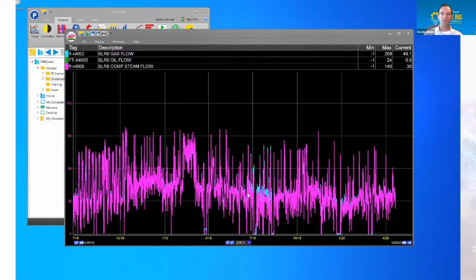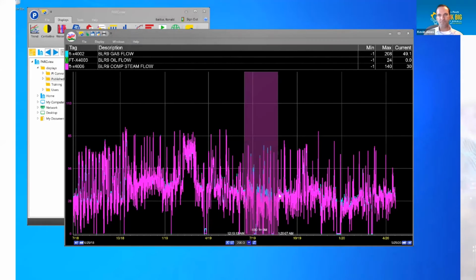So he's going to zoom in there. So now for a given unit of gas, we're getting a lower unit of steam. So highlight and zoom there.